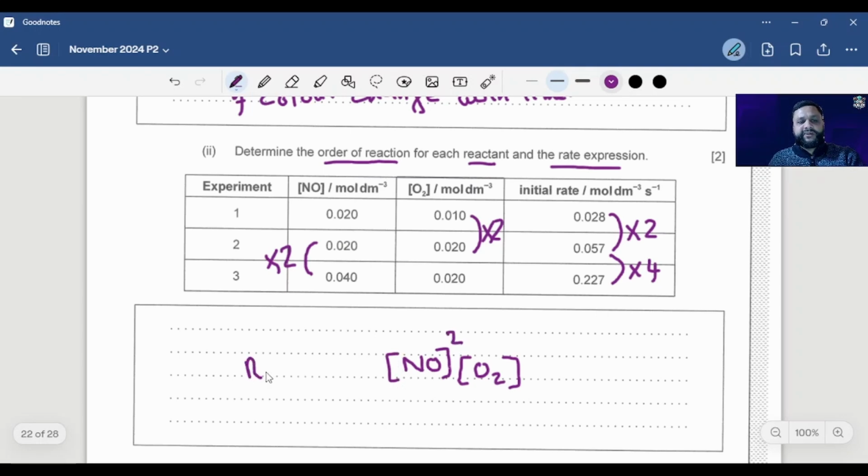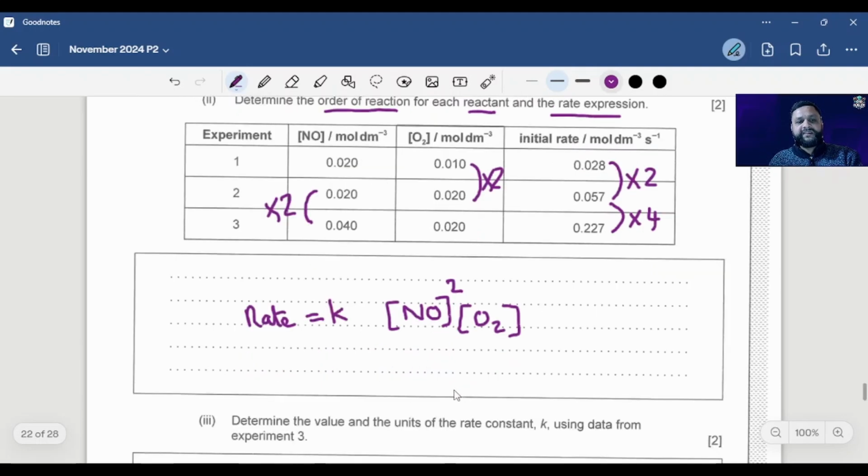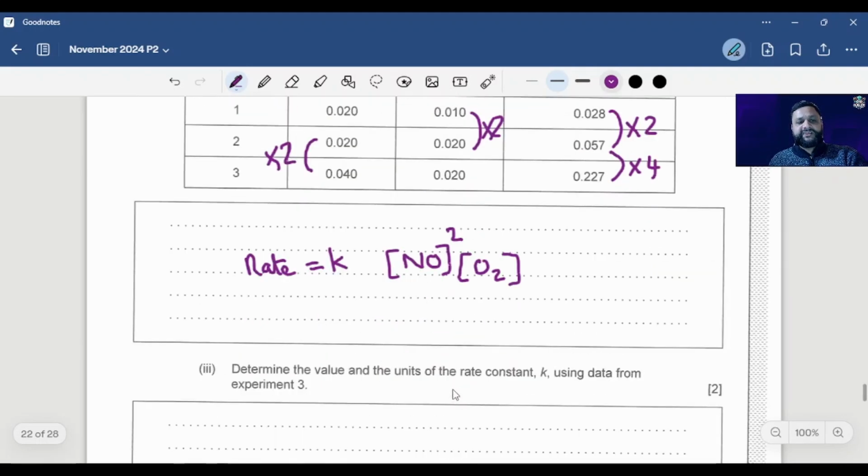So rate will be equal to k, rate constant, lowercase k, molar concentration of NO squared, molar concentration of O2. So second order with respect to NO, first order with respect to oxygen, and overall third order. Let's move to the next part of the question.